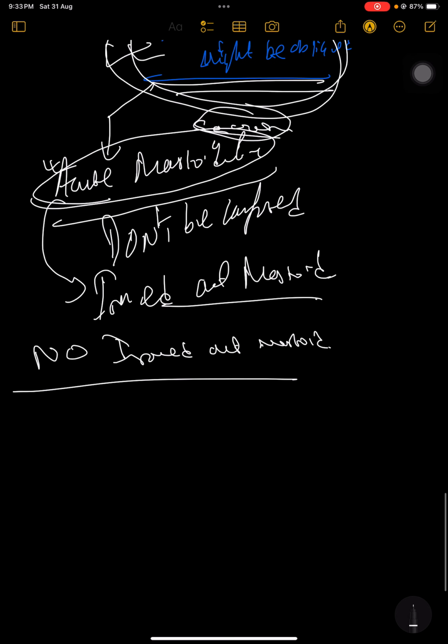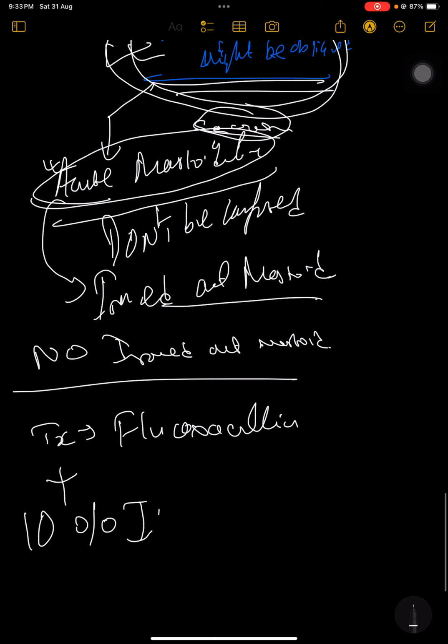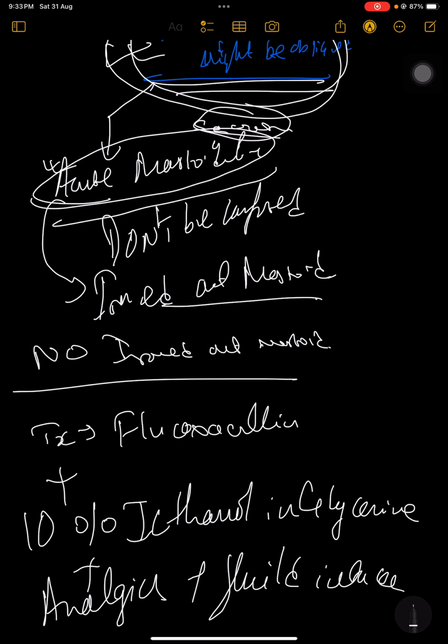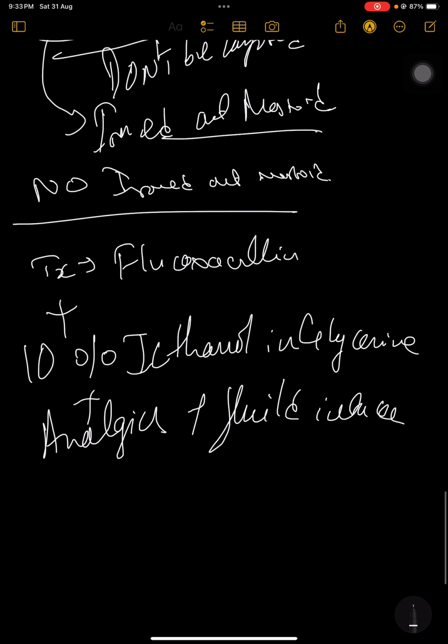The treatment for localized is flucloxacillin plus 10% ichthammol in glycerin plus analgesics plus fluid intake. Okay, this will actually help the patient.